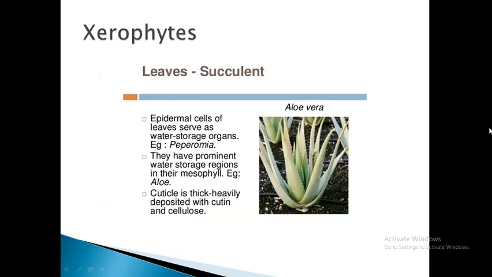Now, leaves in succulent leaf types, for example, Aloe vera. Epidermal cells of leaves serve as water storage organs, for example, Peperomia. They have prominent water storage regions in their mesophyll, for example, Aloe vera. The cuticle is thick, heavily deposited with cutin and cellulose.